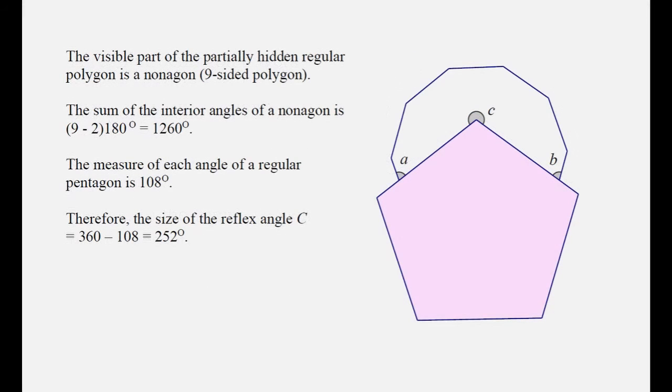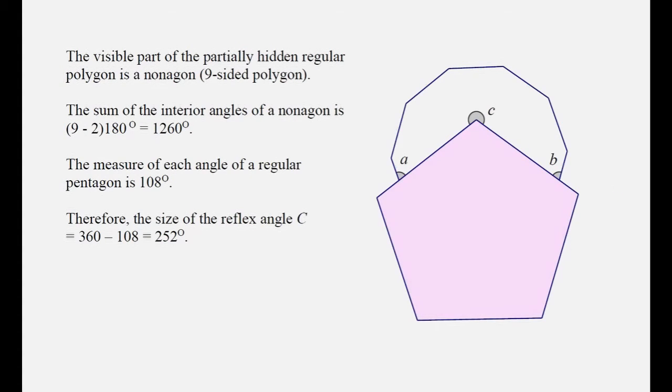So we have a polygon that's partially hidden and it has n sides. However, we can only see 1, 2, 3, 4, 5, 6, 7. We can only see 5 of the sides fully and 2 of the sides partially. That's what the question says.